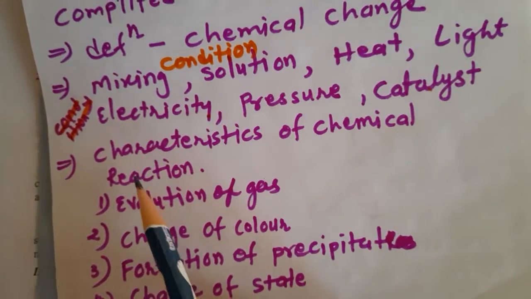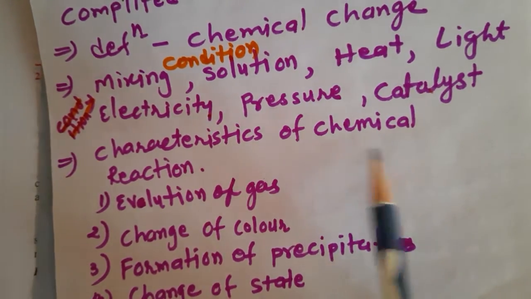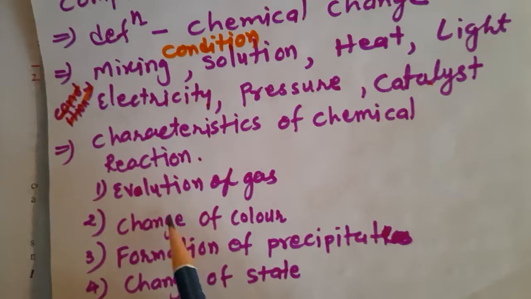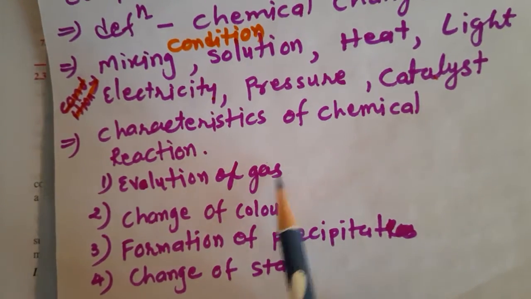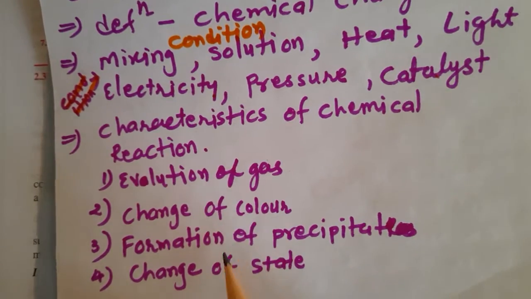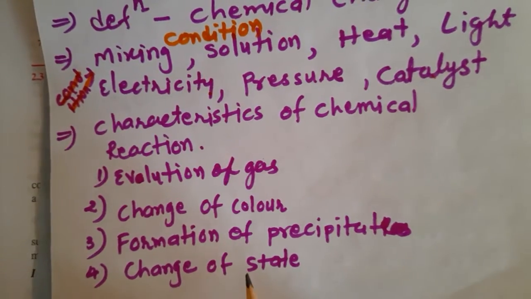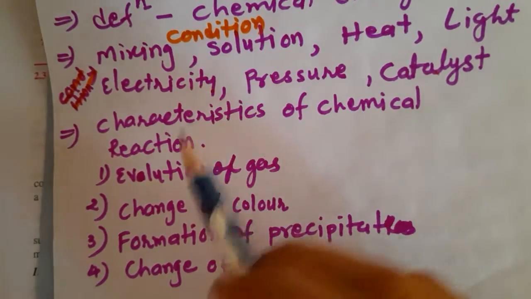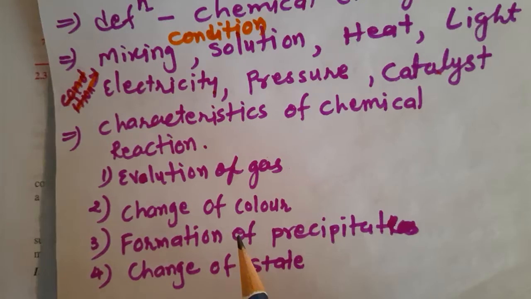Then another point we also finished, the characteristics of a chemical reaction, such as evolution of gas, change of color, formation of a precipitate, change of state, etc. Till here our first unit from chapter number 2 is finished.